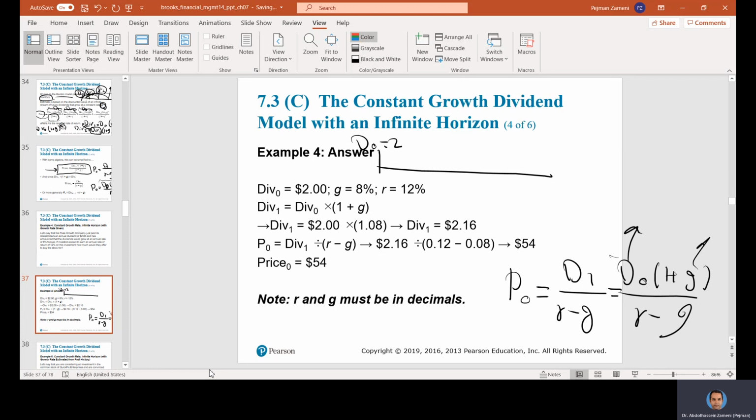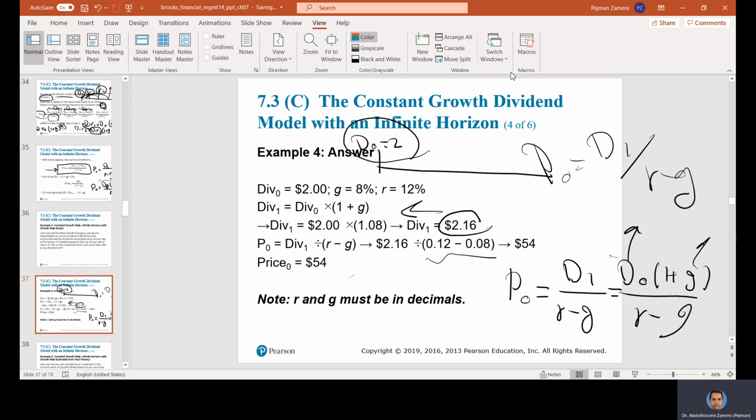Okay, it's quite easy because in this case D0 is given to us, then we need to do some adjustment. Why? Because the formula is D1 over r minus g. Then, okay, how to find D1 is D0 multiplied by 1 plus g, which gives us 2.16. And r minus g also is this amount. At the end, the price is 54.